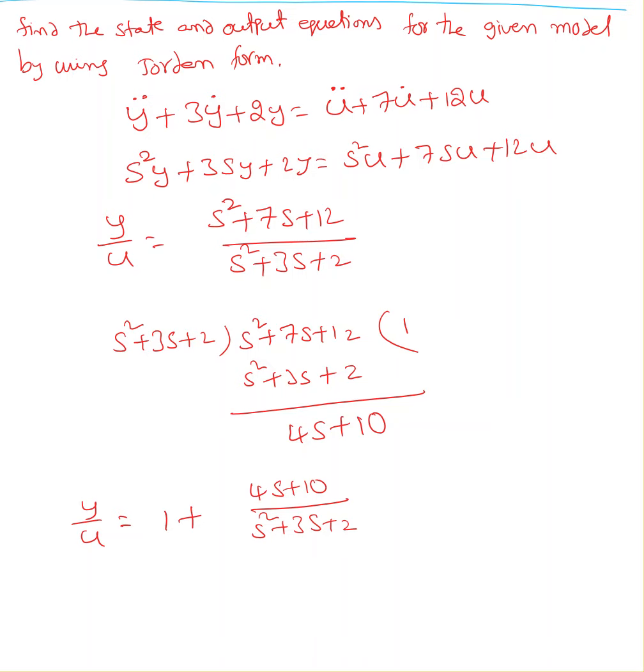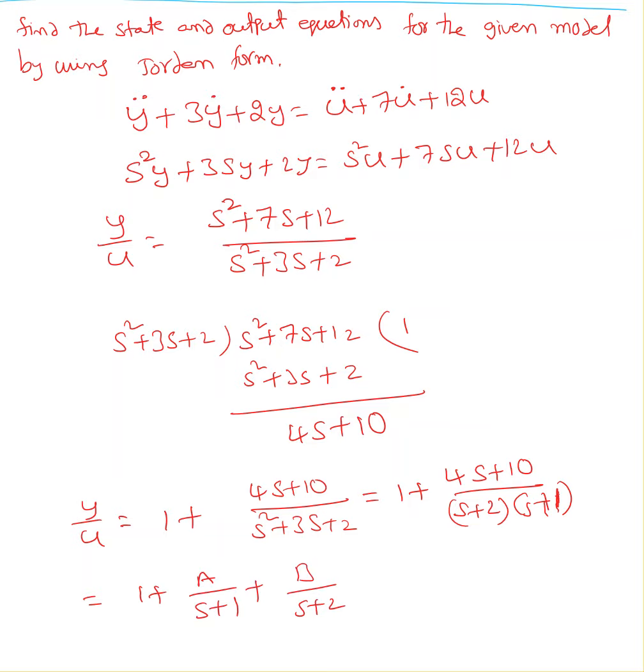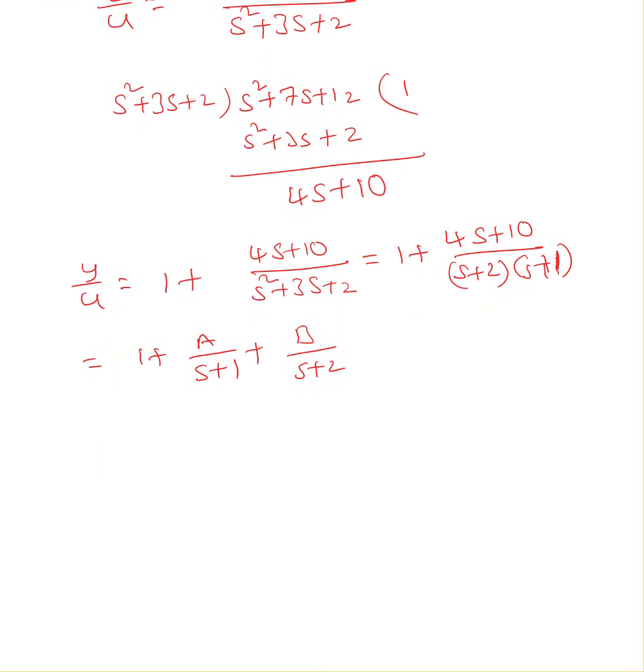Now I'm going to use partial fraction. So 4s plus 10 over s square plus 3s plus 2, can I write the denominator as s plus 2 times s plus 1? Okay, it's s plus 2 times s plus 1. Now I'm going to do the partial fraction: 1 plus a over s plus 1 plus b over s plus 2. Now find the a value and b value.